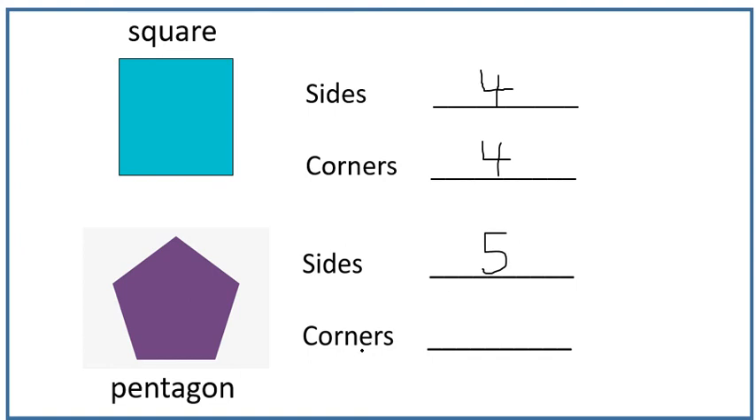Next, we're going to look at corners. Remember, the corners were where the sides meet. So this side and this side have met here. So it creates a little pointy corner here. So let's see how many corners a pentagon has. 1, 2, 3, 4, 5. So it has 5 corners. 5 sides and 5 corners. Well done.